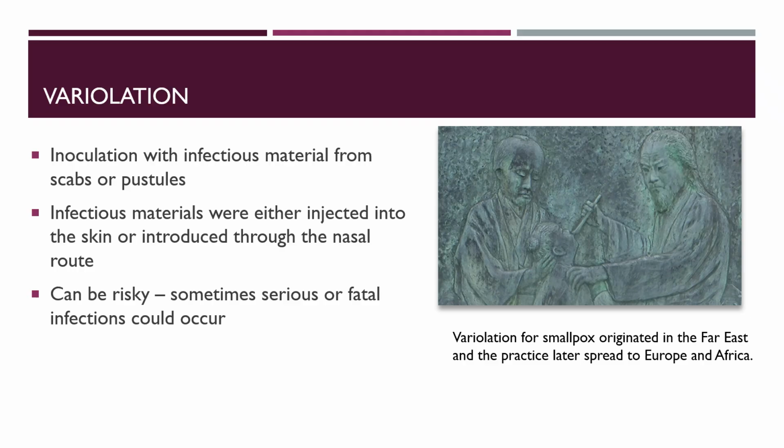Variolization, or variolation. This is inoculation with infectious material from scabs or pustules. The infectious materials are either injected into the skin or introduced through the nasal route. This can be pretty risky. Sometimes serious or fatal infections can occur. They did this originally with smallpox. They don't do this with smallpox anymore. They don't even give you smallpox immunizations anymore. But this was how we originally were giving people immunity against smallpox.